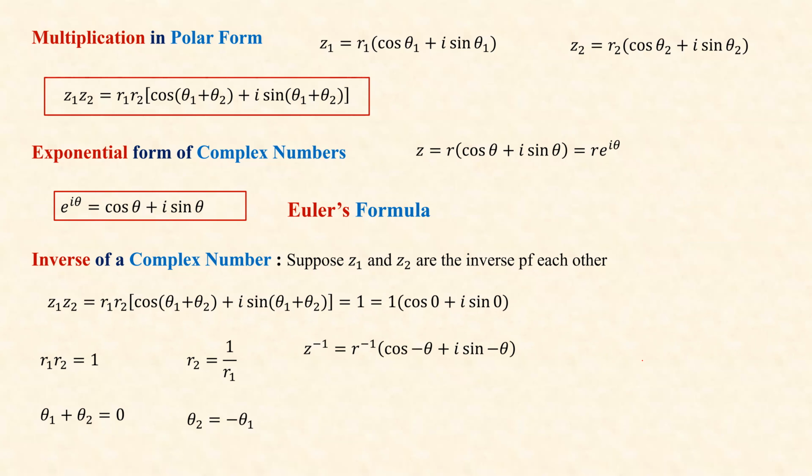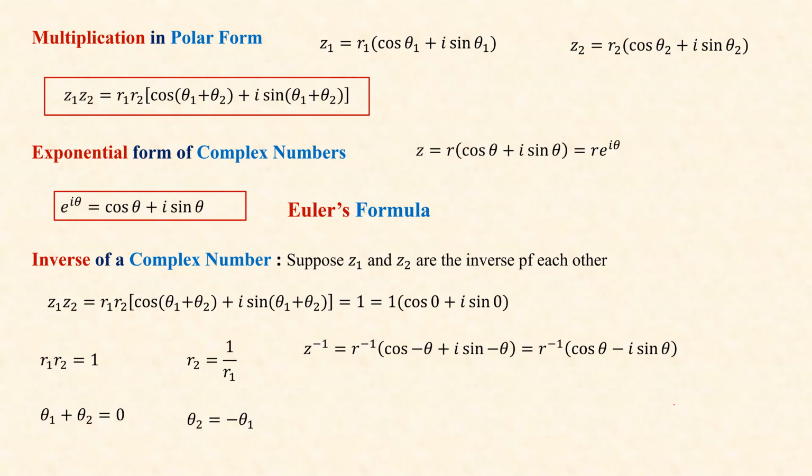So the inverse of a complex number can be found by inverting the modulus, or the absolute value, and making the angle negative: cosine of negative theta and sine of negative theta. Of course, cosine of negative theta and cosine of theta are the same. Sine of negative theta is negative sine theta. So we can write it as R inverse times cosine theta minus I sine theta.